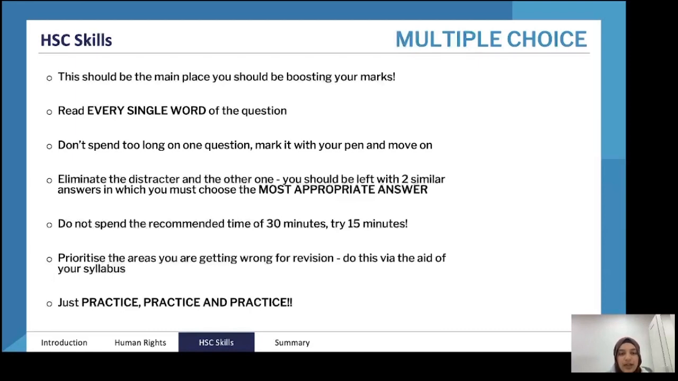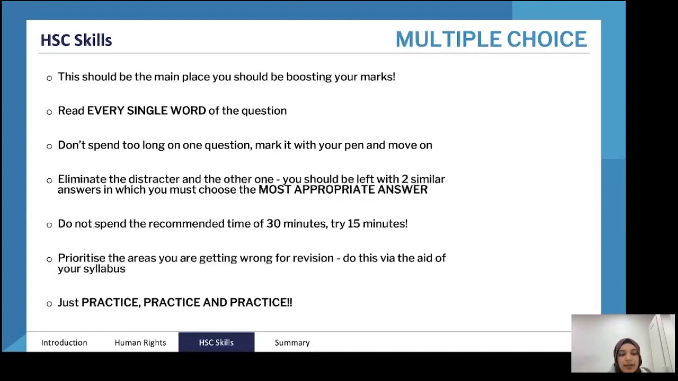Eliminate the distractor and the other one. You should be left with two similar answers in which you must choose the most appropriate answer, because sometimes it can feel like they're both correct, but it's important to know that that's what they want you to think. So choose the most appropriate answer based on your knowledge and your understanding of the content. Make sure you are doing as much practice as you can, because the questions that come up are quite similar to the ones that have come up before. If you understand those, and if you practice them enough, then it will become second nature to you when you get to your exam to be able to tick off the right options. So definitely something to keep in mind there.